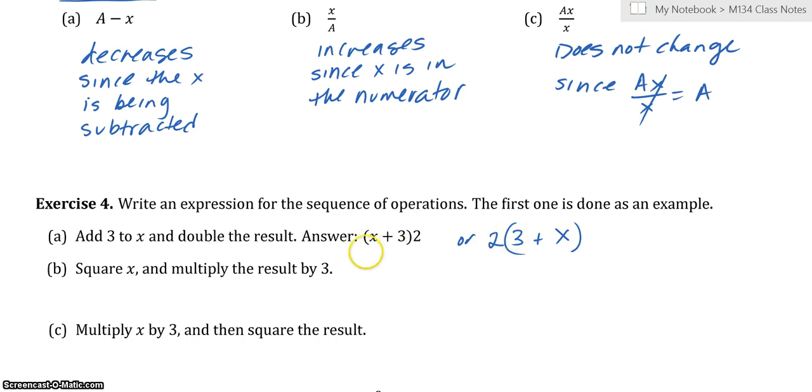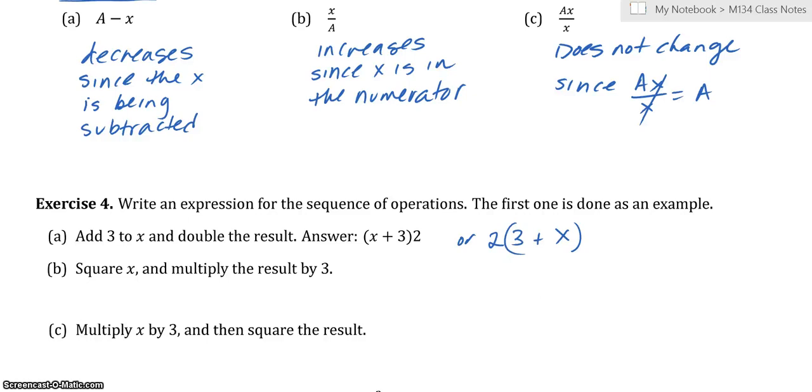Addition is commutative, so they did x plus 3 instead of 3 plus x. They put 2 on the right, and I put 2 on the left. So that part doesn't matter. Multiplication and addition are commutative, but that's how they got the answer. So try B and C.